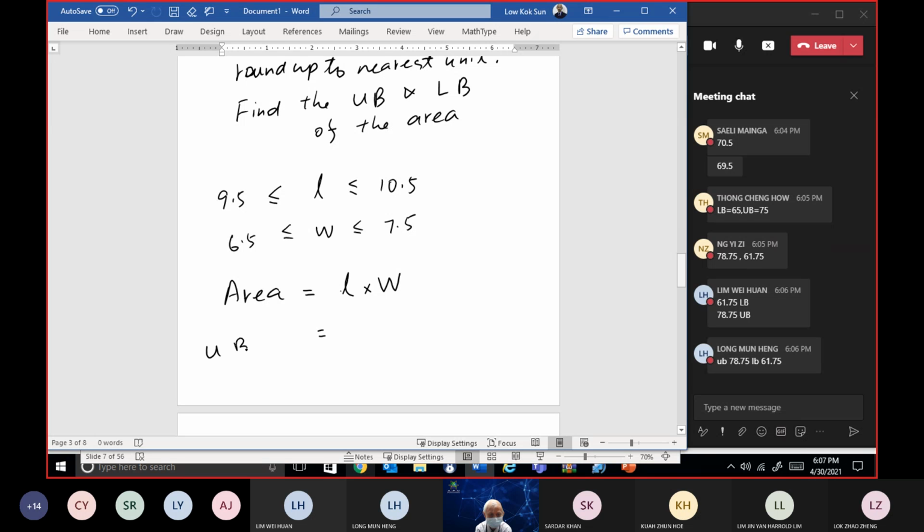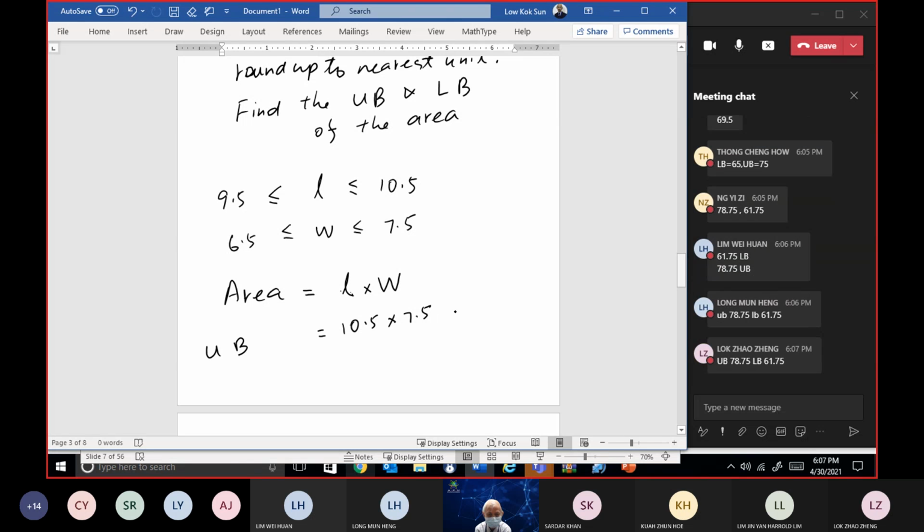So the upper boundary, the maximum of L is 10.5. You purposely take 10.5 times 7.5. L, the maximum is 10.5. Width is 7.5. So the answer, what is the highest value? 78.75, okay? So this is the upper bound. And to find the lower bound, we purposely take the lower of the lower. Multiply the lower and the lower. So 9.5 times 6.5. And I think I will get 61.75. You got it, okay?